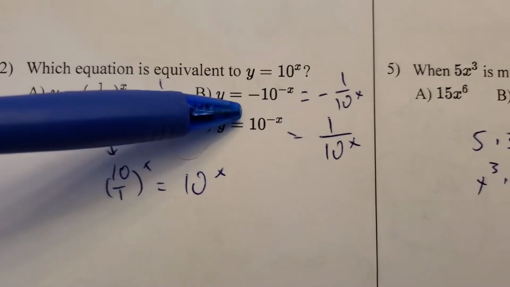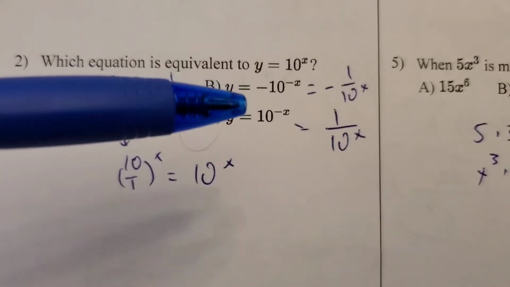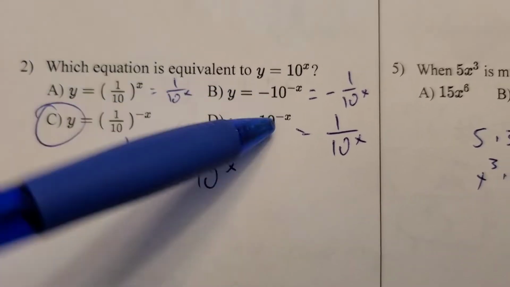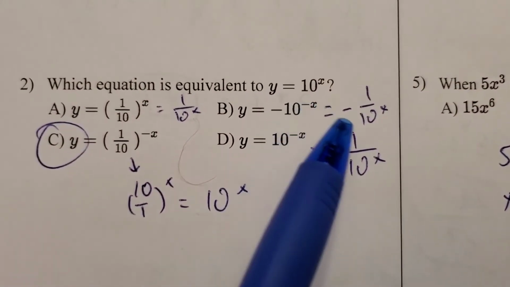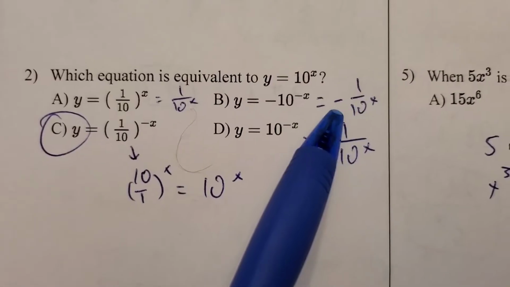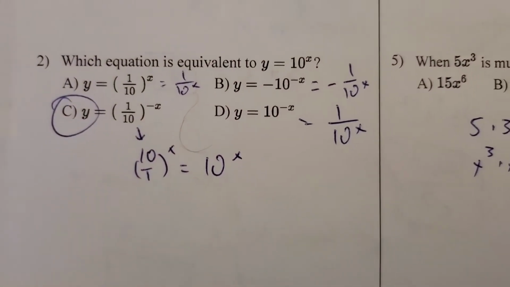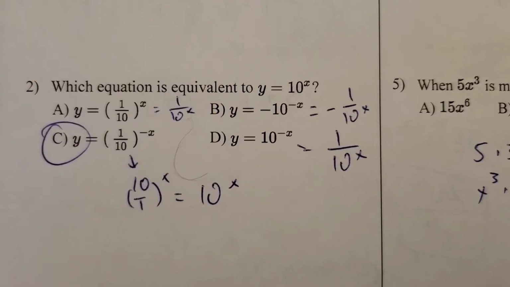For b, we have negative 10 to the negative x. So we take the reciprocal of 10 because it's not negative 10 in parentheses. It's just 10 to the power of negative x. So we're negating 1 over 10, and that's being raised to the positive x power. And that's not the same thing as 10 to the x.